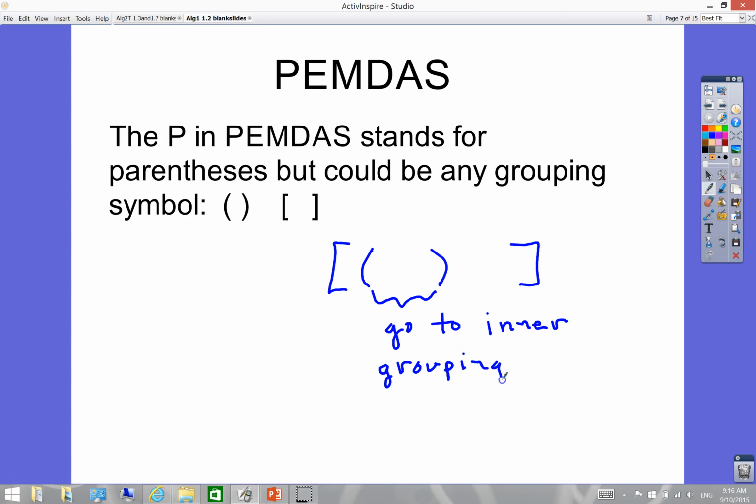Grouping symbols. First. And I don't think we get to any other grouping symbols in this class, but I can tell you that in my math career, I can remember having more than just 2. So you can have many different layers that you've got to get to the inside of.